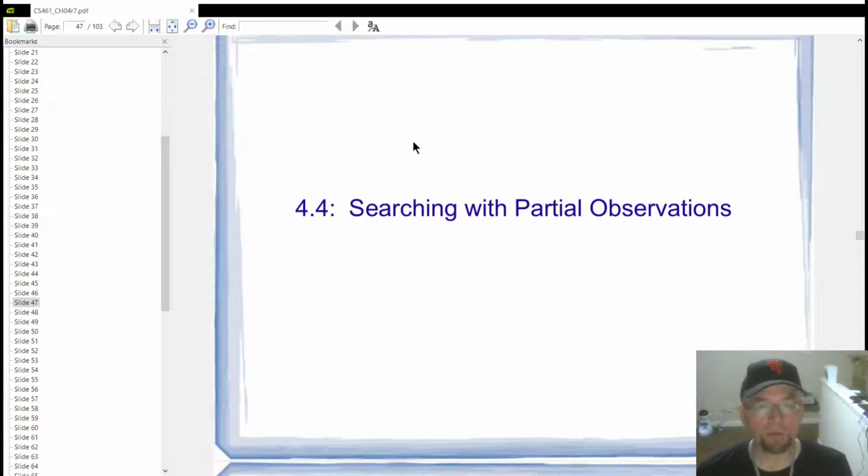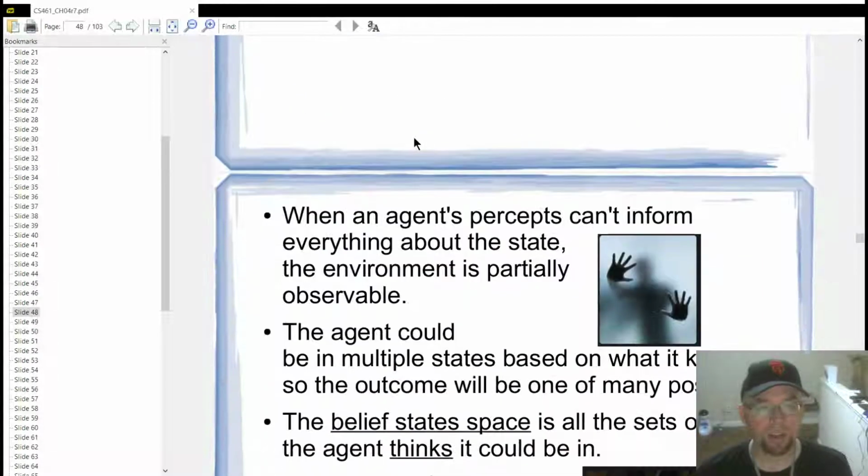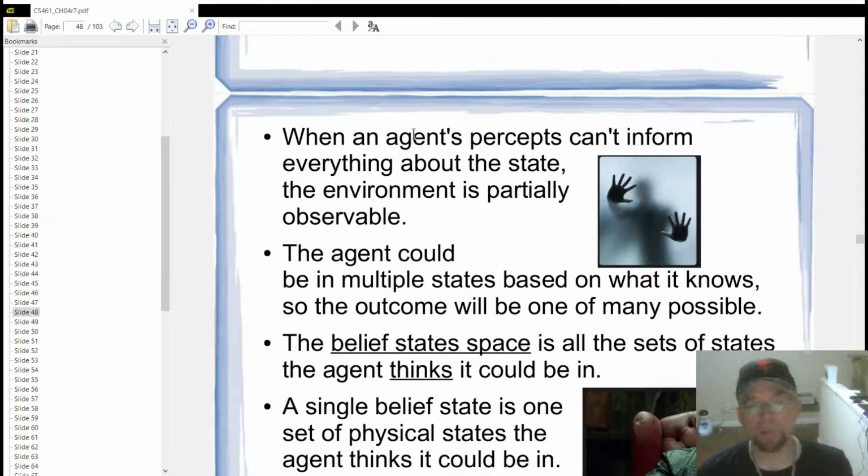All right, so section 4.4 is searching with partial observations. What are we talking about? You're talking about a situation where an agent can't really see everything. The percepts it takes as inputs can't tell the agent everything there is to know about the state. In that case, we can say that an environment is partially observable. Now, we're not saying that it can't inform the agent about anything. We're saying that it can't inform everything. That's why the word partially is there.